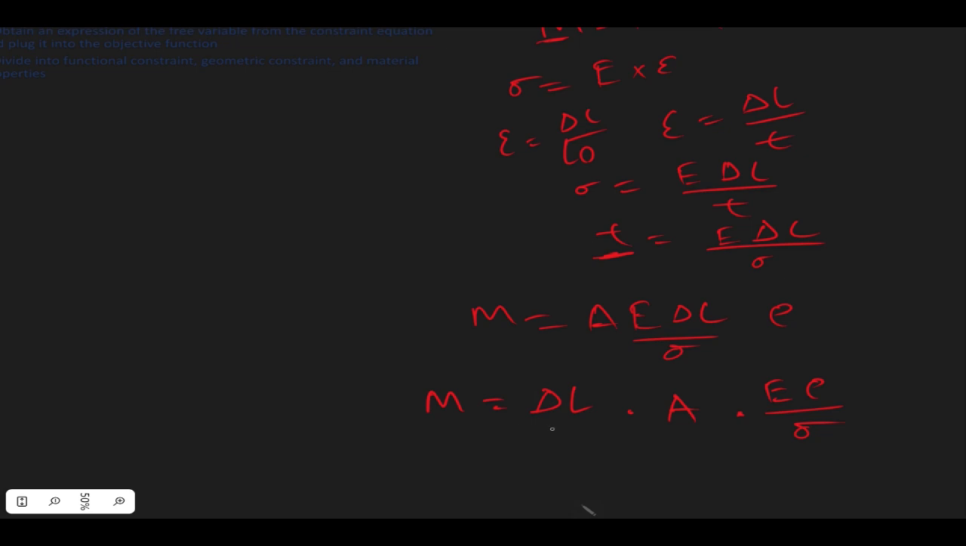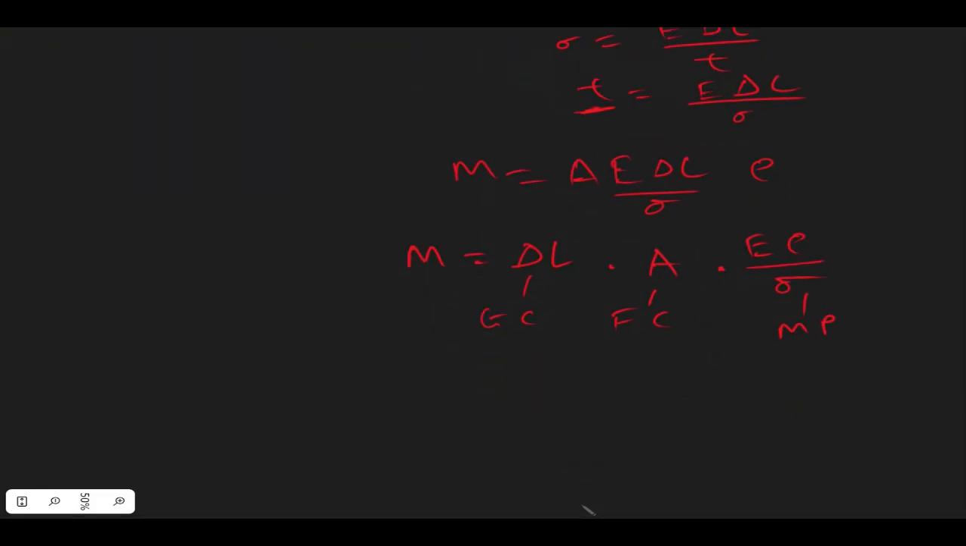So right now we have the geometric constraint here, the functional constraints here, and here is your material property, or your material index. So you can now bring out your material index. Your material index M is equal to Young's modulus times density over stress. But this is always minimization.